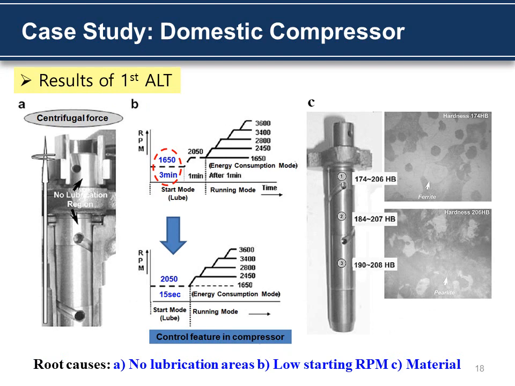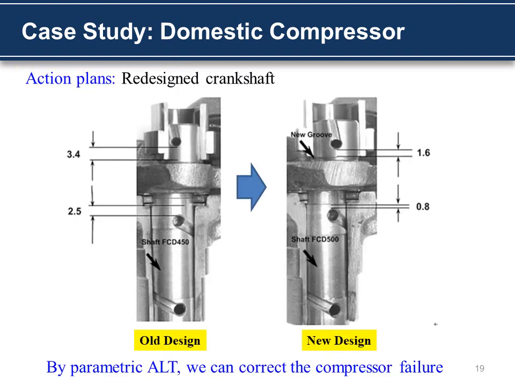The crankshaft wear in the first ALT came from a low lubrication area, low starting RPM, and the crankshaft material. Therefore, we can modify the faulty design of the crankshaft. As an action plan, we modified the dimension of the crankshaft. We added new grooves and changed the shaft material. By parametric ALT, we can correct the failure of the compressor design.